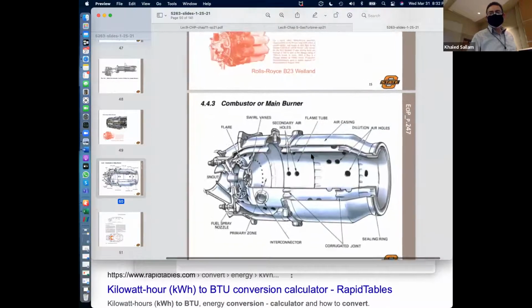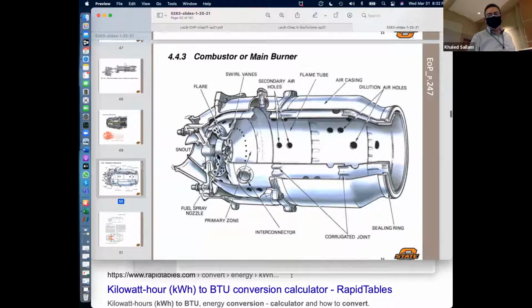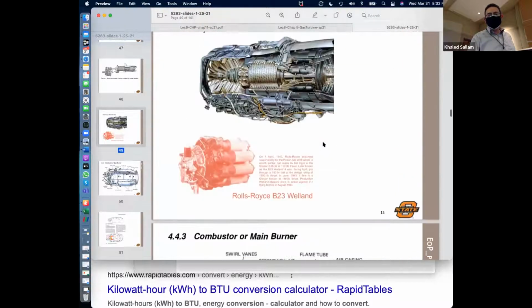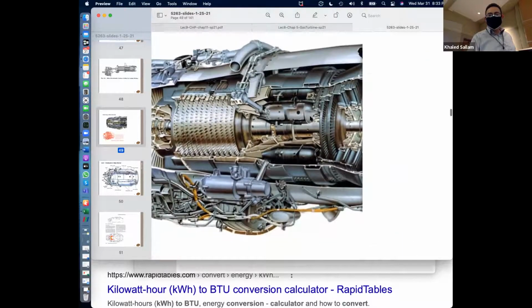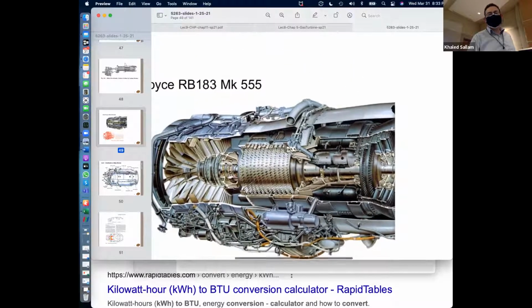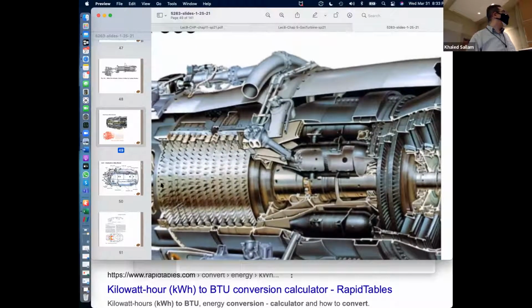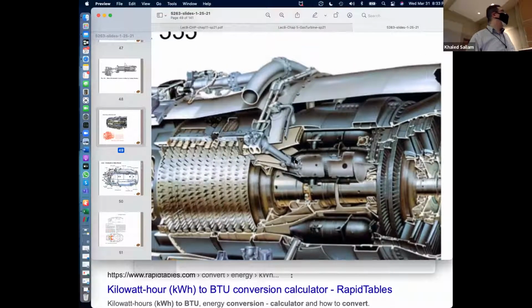Here, this is the combustion chamber. So the fuel comes here and the air comes around it, right? The combustion chamber is sitting here between the compressor and the turbine. Okay, this is for a jet engine, but it's similar for a stationary gas turbine on the ground generating power. Same thing. Bunch of cans connecting the compressor to the turbine.